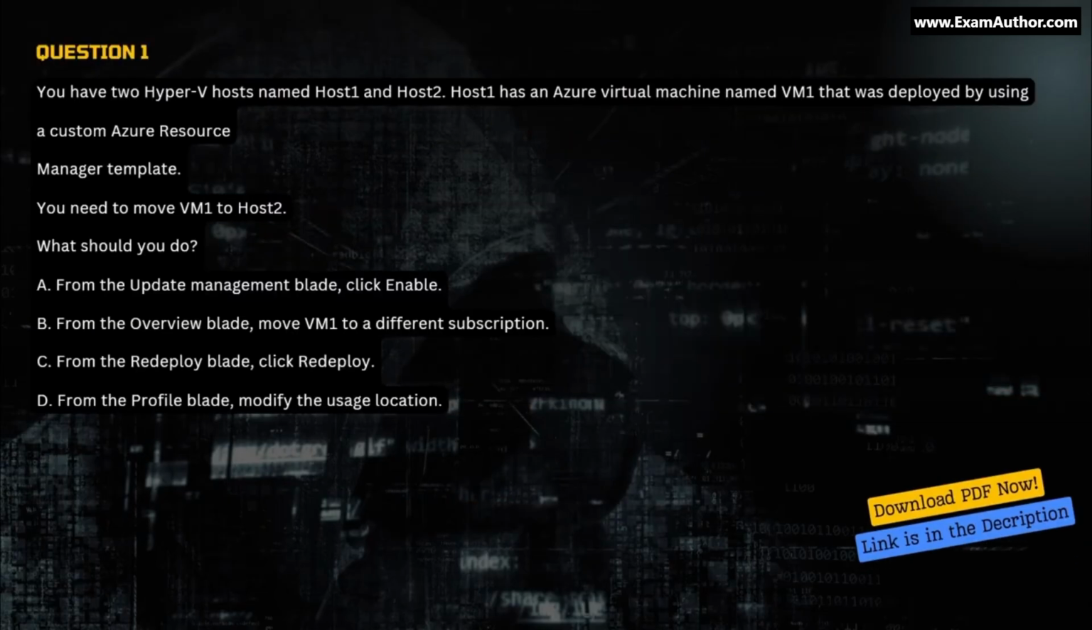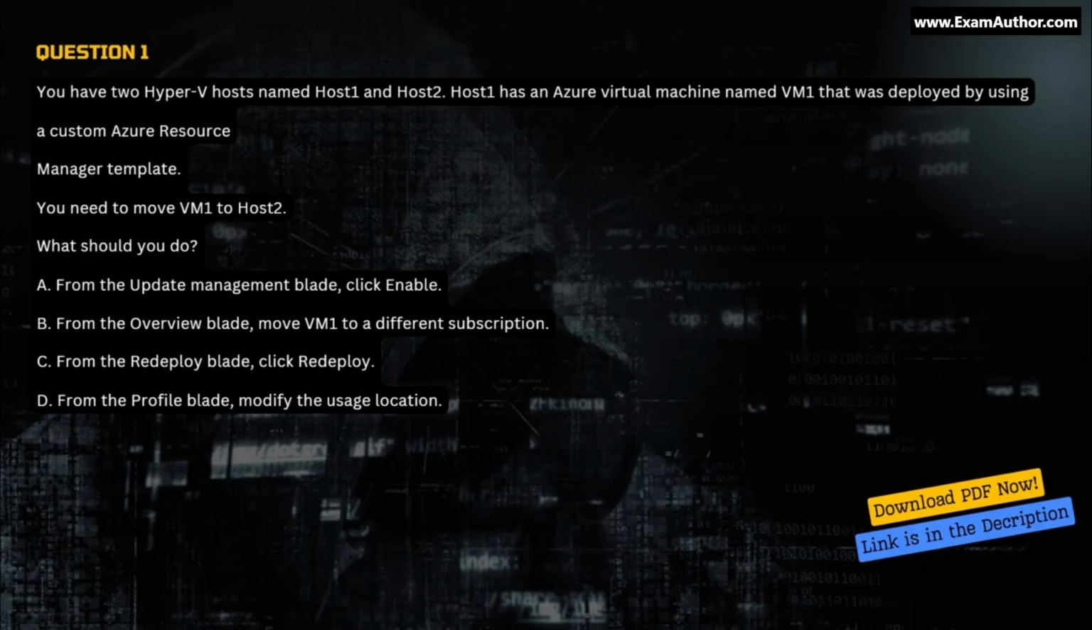Question 1. You have two Hyper-V hosts named Host 1 and Host 2. Host 1 has an Azure virtual machine named VM1 that was deployed by using a custom Azure Resource Manager template. You need to move VM1 to Host 2. What should you do?